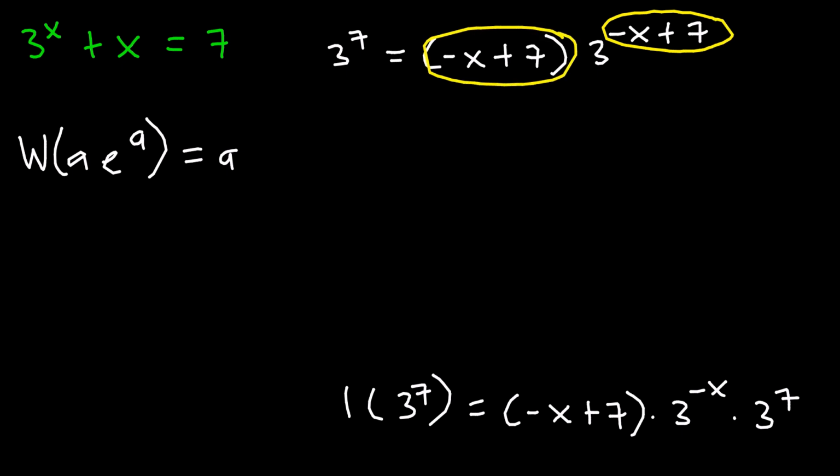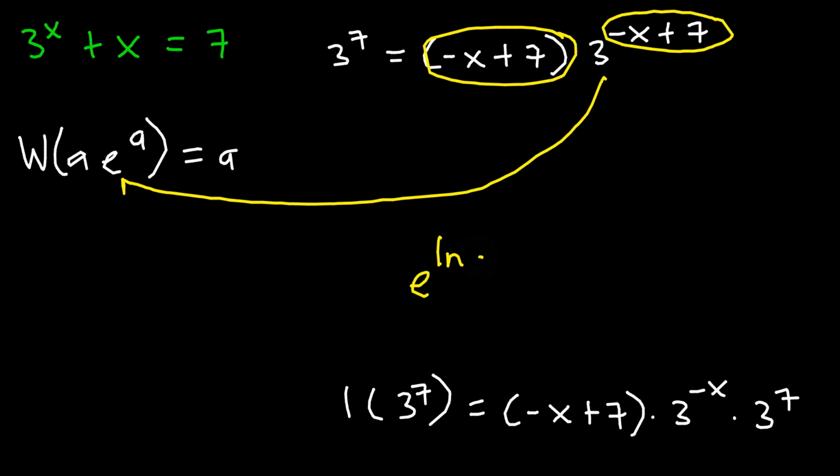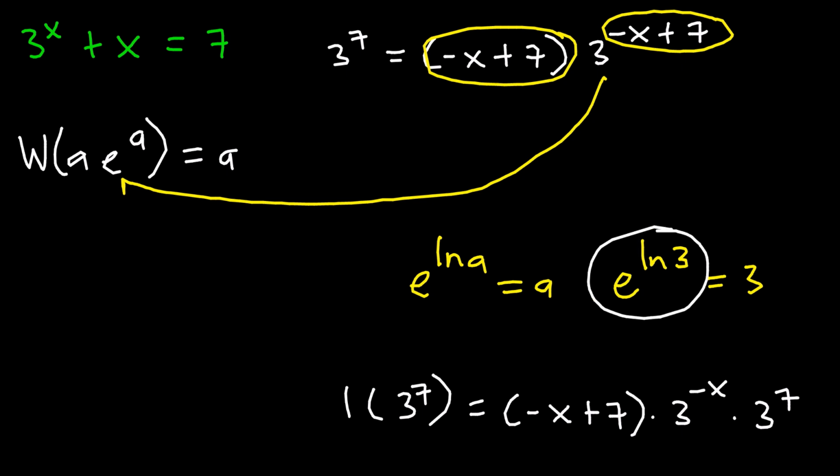However, we don't have e. So what we need to do, we need to express 3 in terms of e. We know that if you have, let's say, e to the power of natural log of a, this is the same as a. Therefore, if you have e to the power of natural log of 3, this is the same as 3. So we shall write 3 in this format.